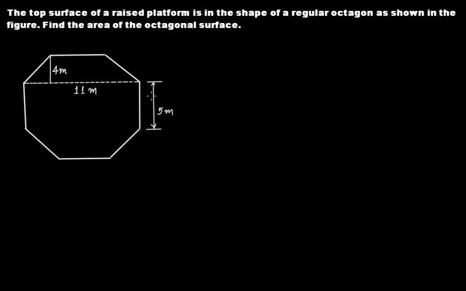And the thing is that this is a regular octagon. Since this is a regular octagon, if this is 5 meter, each of the sides of this octagon will be of the length 5 meter. This will be 5, this will be 5, this will be 5, this will be 5. Let's name this octagon. Let's say that this is A, B, C, D, E, F, G and H.